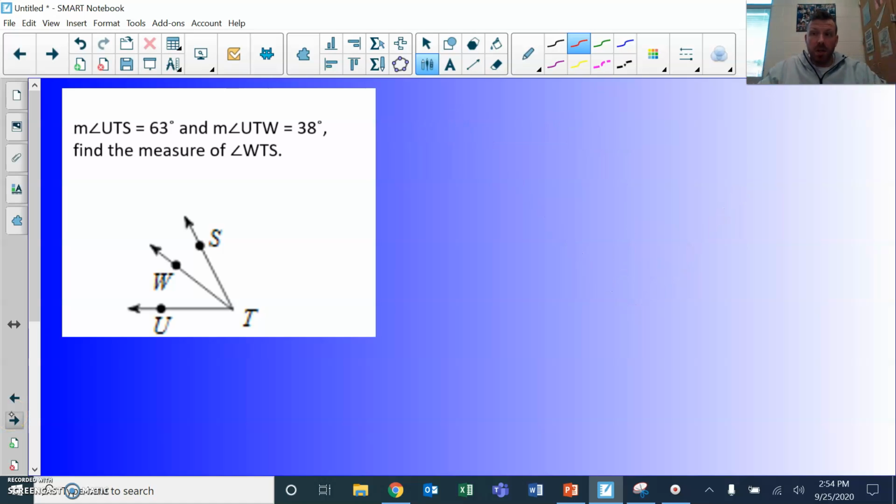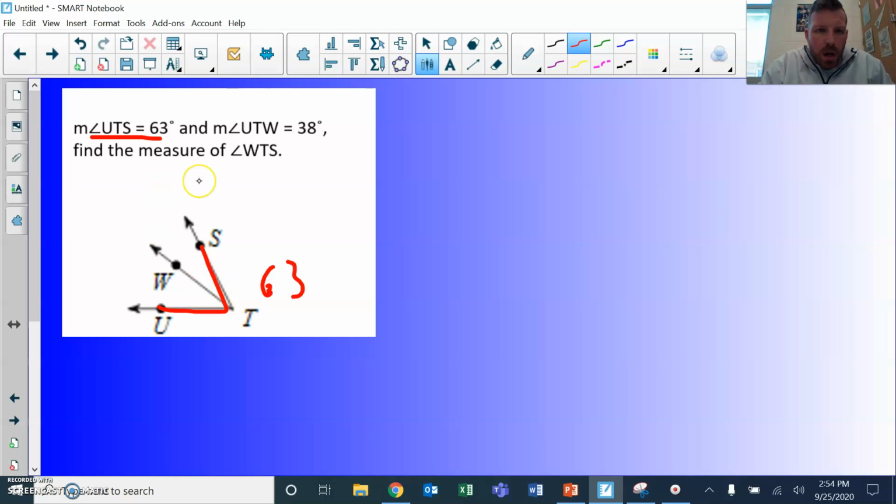Look at all this junk that came with this. All right, so look. The measurement of angle UTS is 63. The measurement of UTW is 38. I want to find the measurement of WTS. So the first thing I like to do is highlight what I know. I'm looking at UTS. That's 63. So let's go down here on the figure. UTS, that red one, is 63. That happens to be the whole thing, right? That's the whole angle, okay?